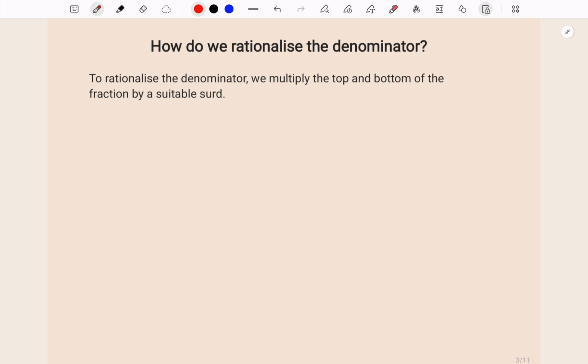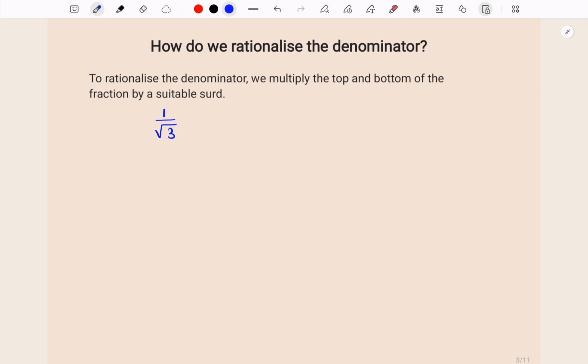So okay, now let's talk about how do we rationalize the denominator. To rationalize the denominator, we multiply the top and the bottom, that is the numerator and the denominator of the fraction, by a suitable surd. So let's see what we mean by that. In the previous slide, we had 1 over root 3, right? So let's say I want to rationalize the denominator of this fraction.